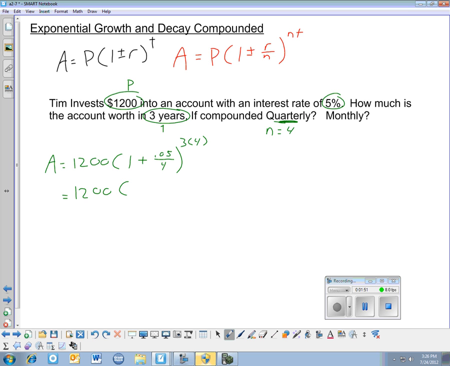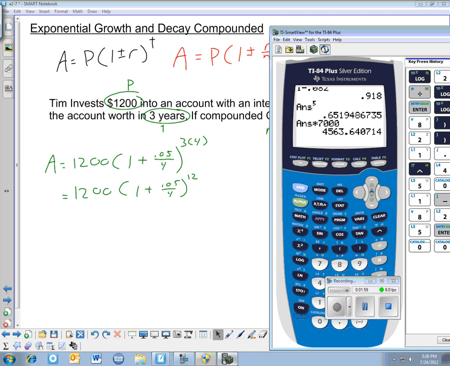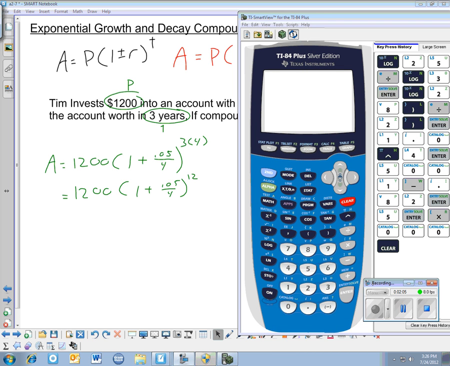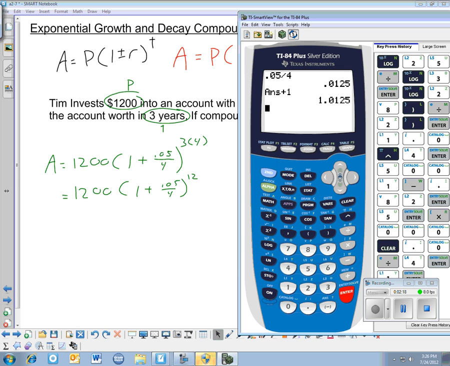I can simplify this a little bit. I'm going to do the 0.05 divided by 4 in my calculator, and I'm just going to change the exponent to 12. So on my calculator, let me clear out some old work, I'm going to type in first 0.05 divided by 4, which is 0.0125, and then I'm adding that to the 1 that's in front of it. And I'm raising this to the 12th power. And lastly, the last thing we always do is multiply by the principal, 1,200, and we get 1392.91.